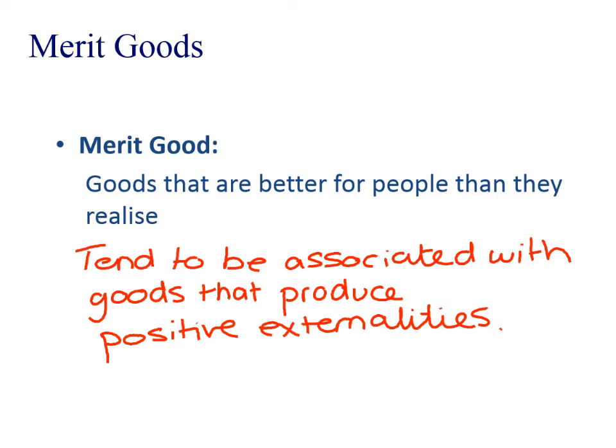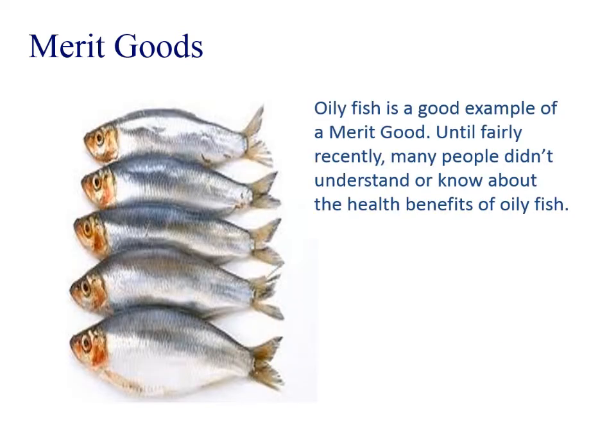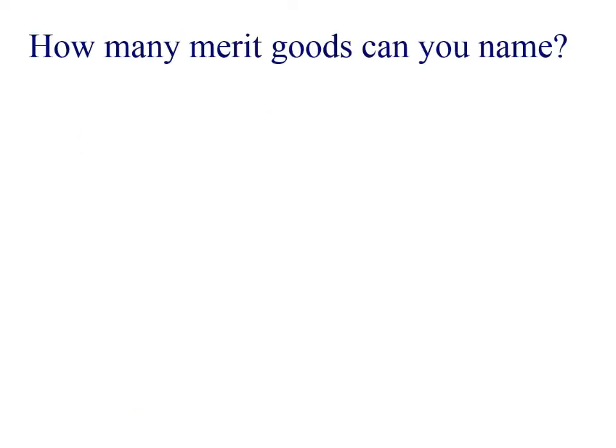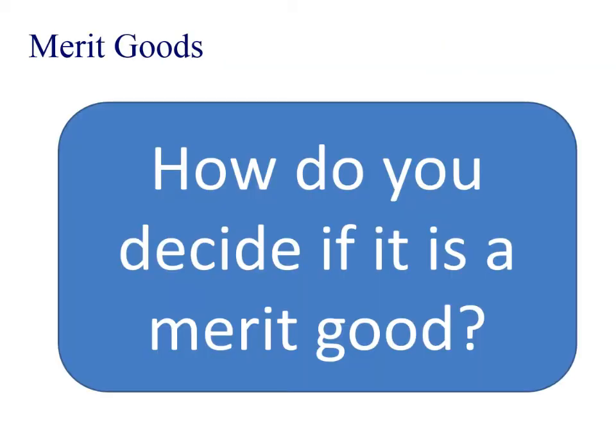But let's have a look at an example. So oily fish could be an example of merit goods. So until recently, lots of people didn't realise they were so beneficial for people. The omega, whatever oils in there, it's good for you. So if you had to come up with a list of merit goods, I don't know, exercise, education, gardening apparently is very good for your mental health, those types of things.